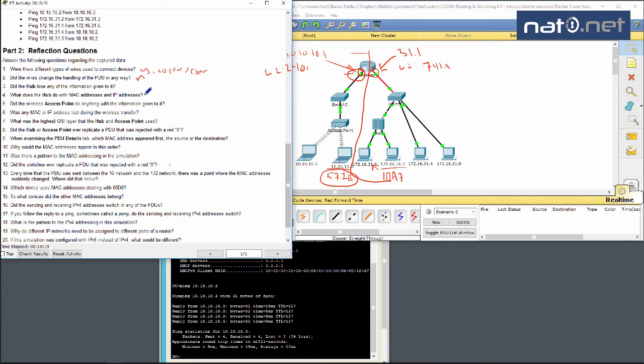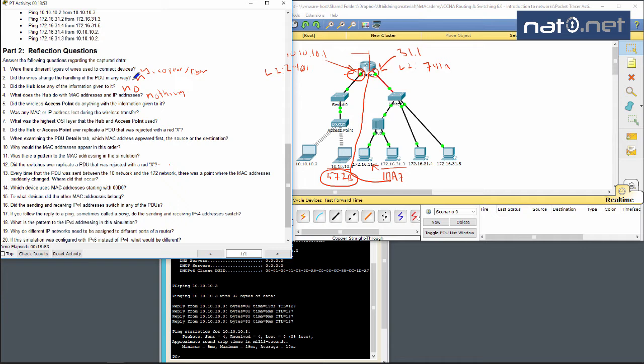Did the hub lose any information given to it? Strange question. Why should it? No, it did not. What does the hub do with MAC address and IP addresses? It does nothing. It doesn't care. It doesn't know about a MAC address. It doesn't know about addressing at all. It just cares about electrical signals, so it does not do anything.